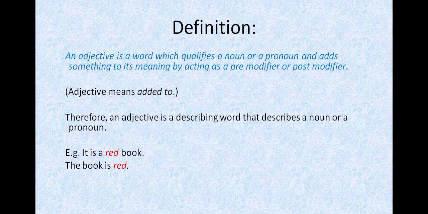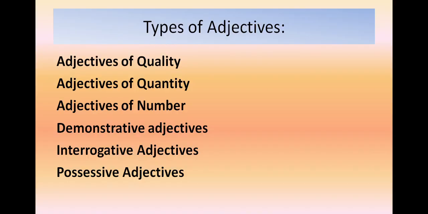Let us see these sentences. It is a red book. The next sentence is the book is red. In the first sentence, we see that the adjective red is used before the noun, so it is acting as a pre-modifier. In the second sentence, the word red is used after the book, so it is used as a post-modifier.